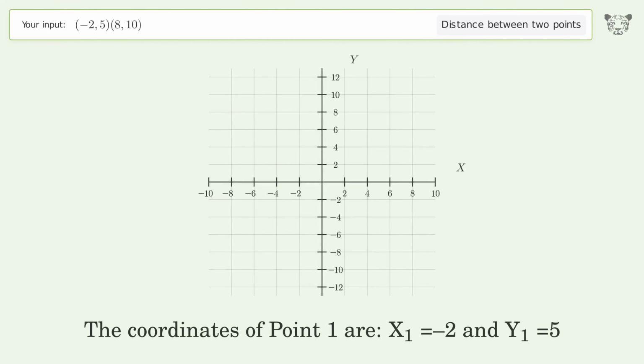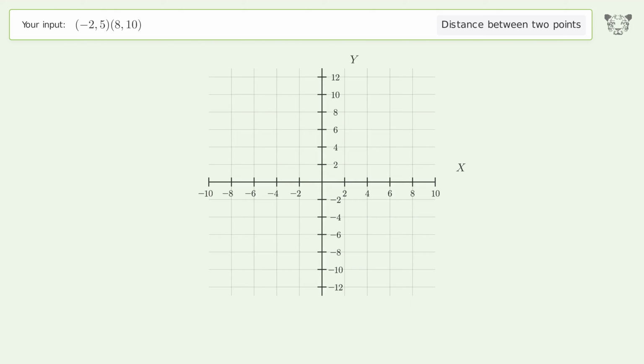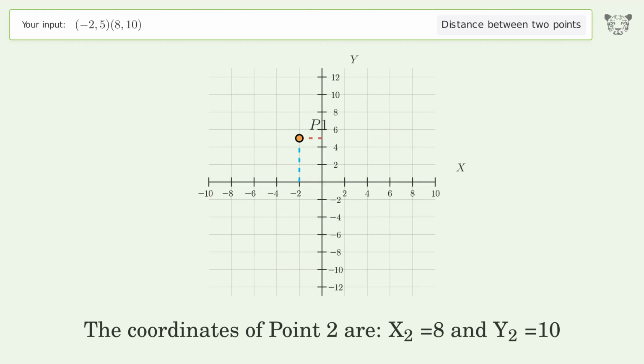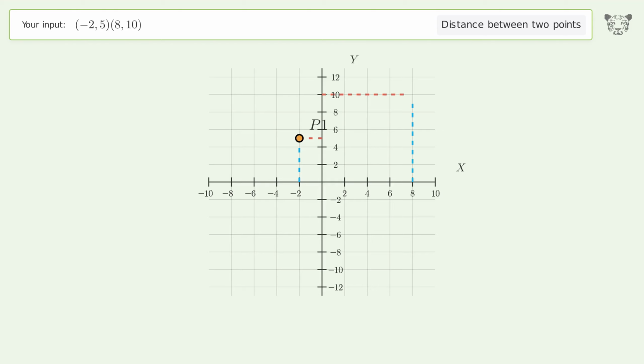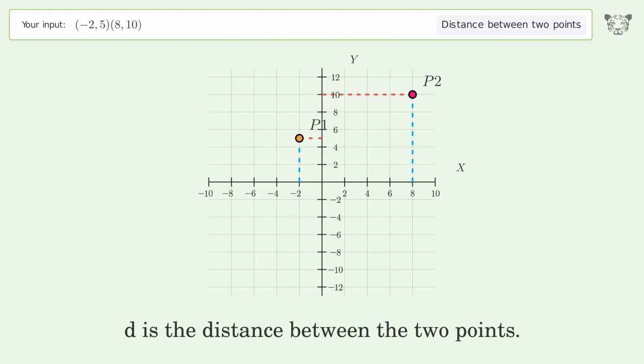The coordinates of point 1 are x1 equals -2 and y1 equals 5. The coordinates of point 2 are x2 equals 8 and y2 equals 10. D is the distance between the 2 points.